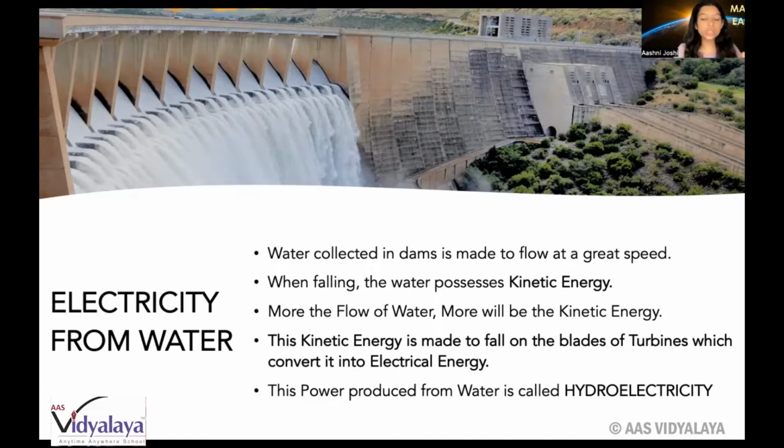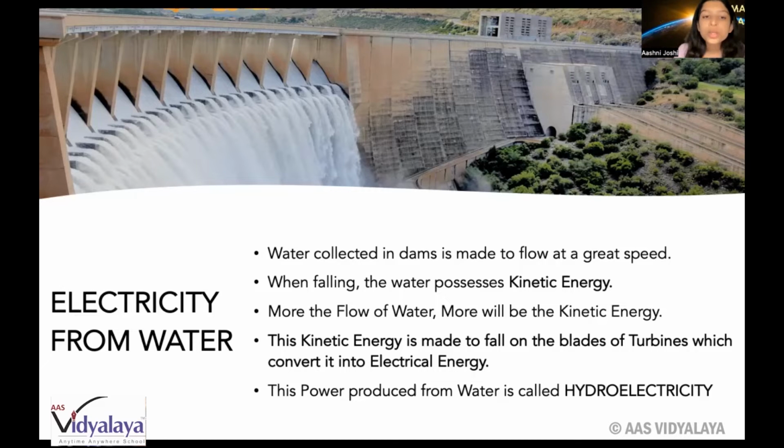And instead of it just flowing, we're going to make this water flow from a height to the turbine, the wind blades in case of windmills, and for electricity from water, we're going to use turbines. So let's get into it. Water collected in dams is made to flow at a great speed. Dams are basically places where we collect water and we make this water flow at a great speed by dropping it from a height, and we generate electricity through that, which we'll learn how we do exactly.